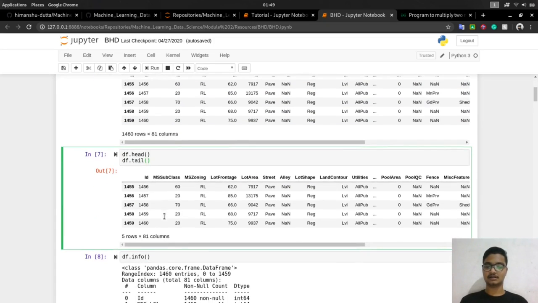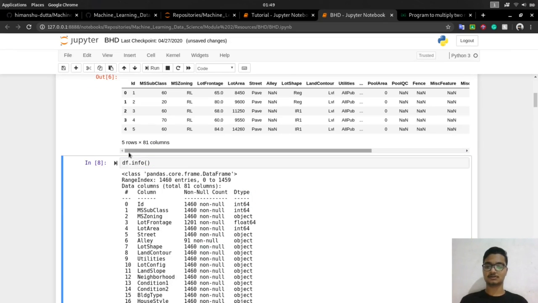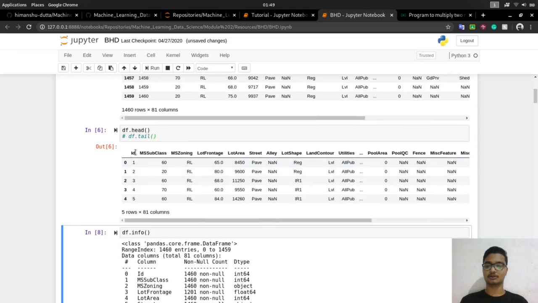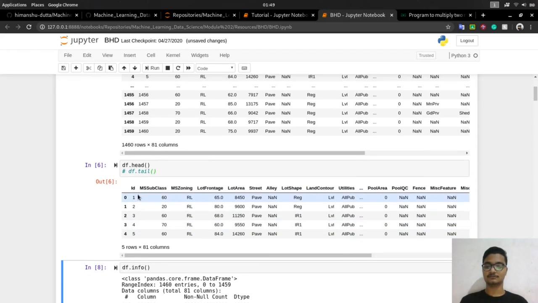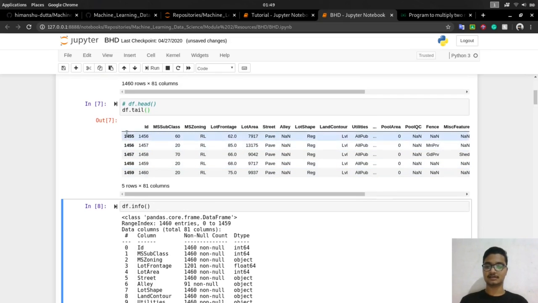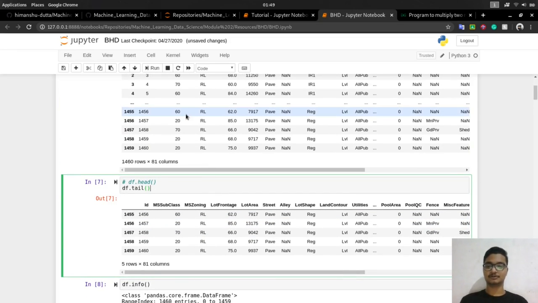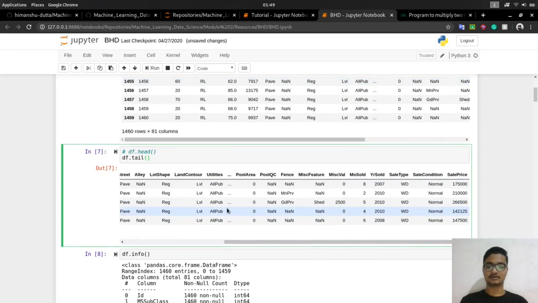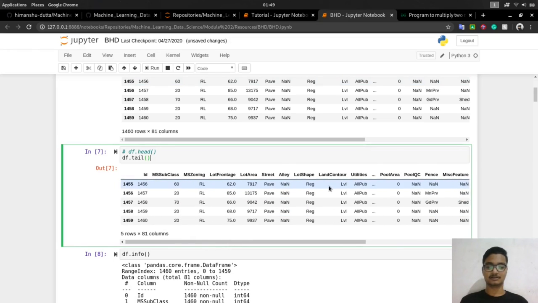So df.head and df.tail are two functions. What df.head does is it returns the first five rows of the particular data set. So 0 to 4 are the first five. And df.tail returns the last five. Why do we need these two? Because sometimes we need to look at not the entire data set, but just a particular sample of the data set, so that we can take a look and understand what the data set is about and what it represents.